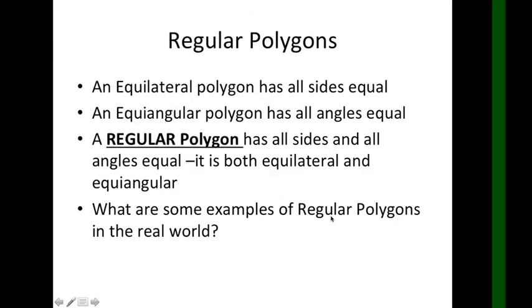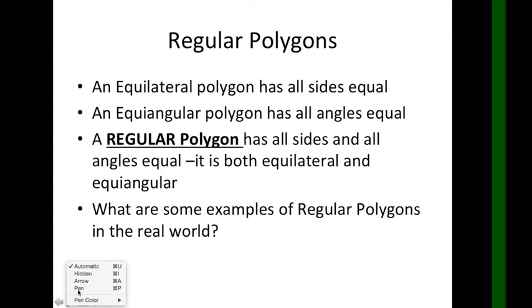Okay? Regular polygon. An equilateral polygon has all sides equal. So we call them equilateral if all the sides are equal. An equiangular polygon has all angles equal. So when all the angles inside are equal, it is equiangular.